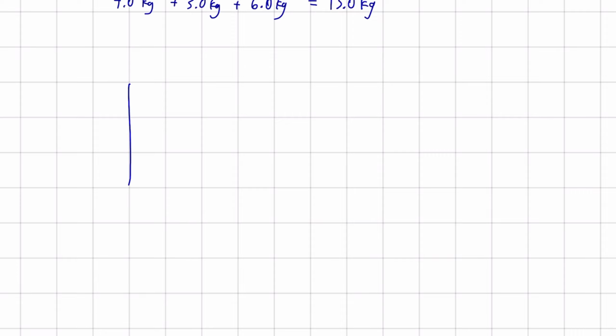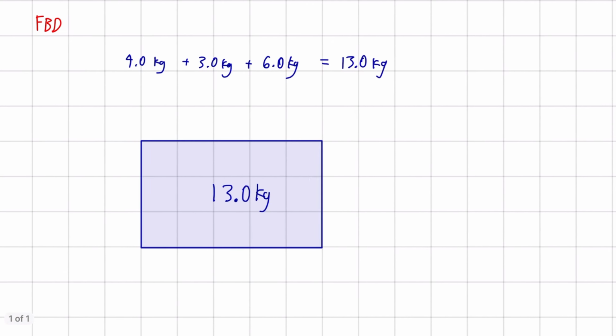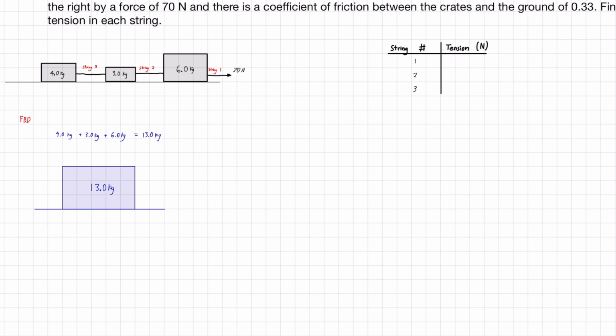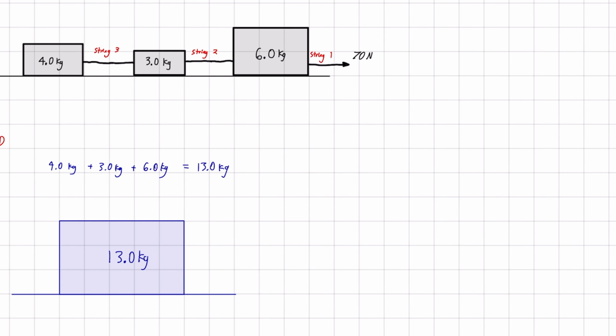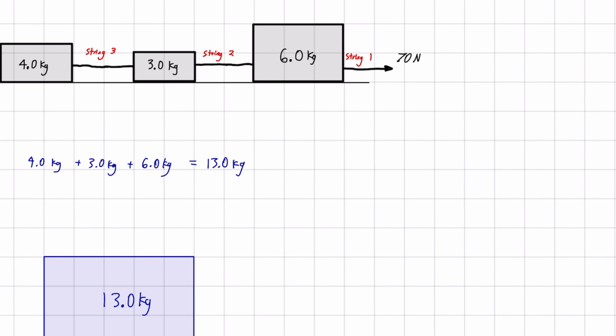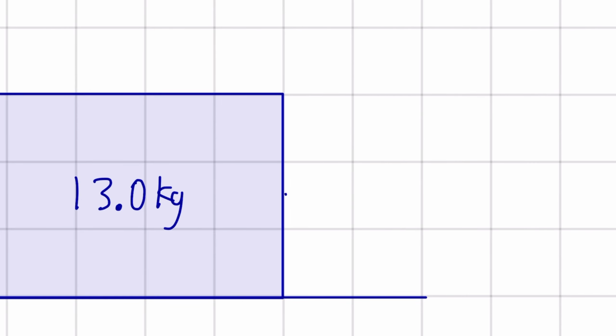Now I'm going to draw this big mass that represents all three of our blocks in one. So it's 13.0 kilograms. And we just want to calculate the forces acting on this unit, this whole mass of blocks. So we know 70 newtons is what we're being pulled by. So I'm going to draw that here, 70 newtons.